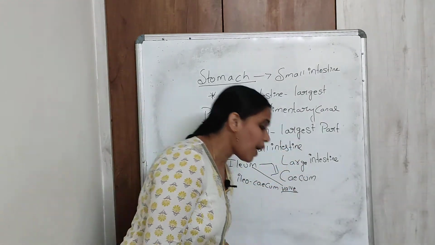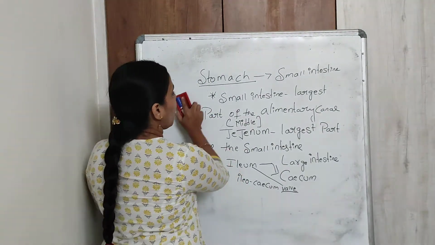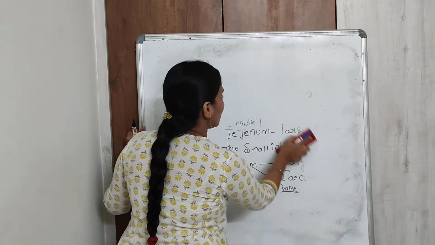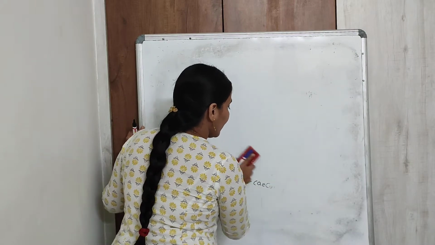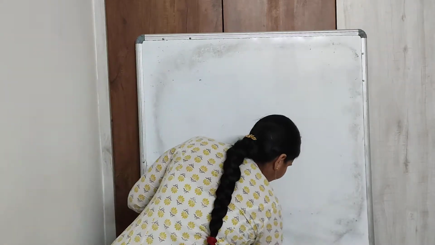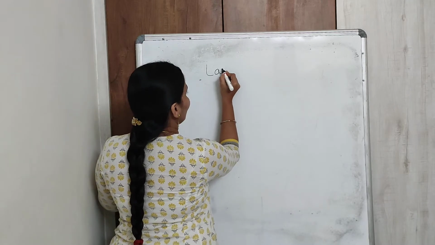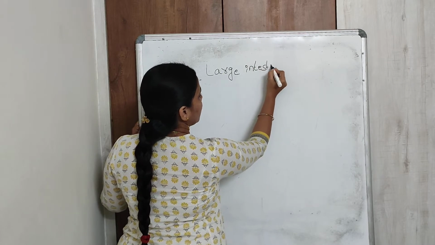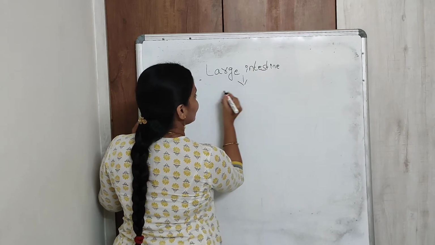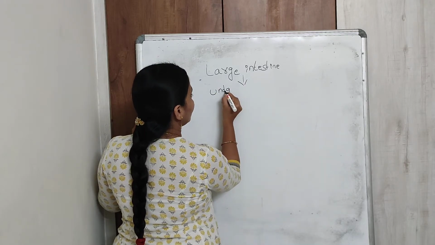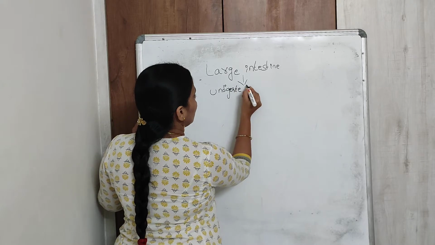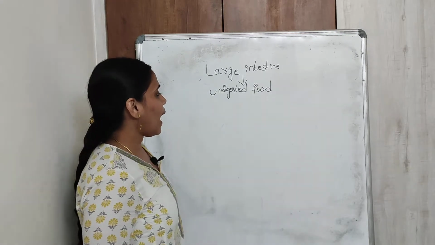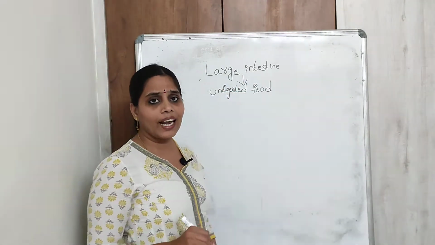So what is the next part of the alimentary canal after the small intestine? Inside the small intestine, the process of digestion is completed. So the undigested food enters into the large intestine. That is important, children. The undigested food enters into the large intestine. Now, what is present inside the large intestine?